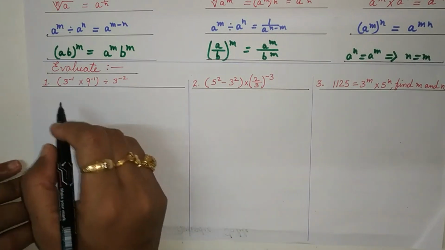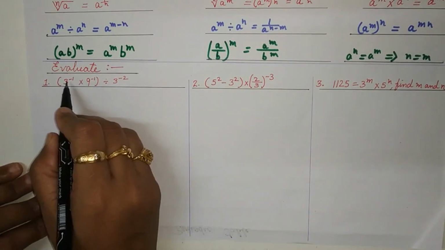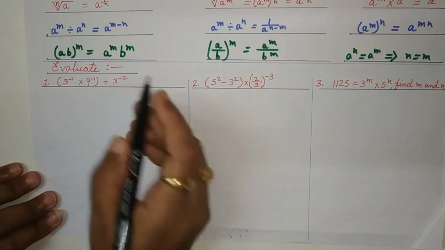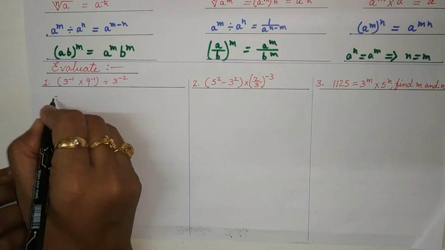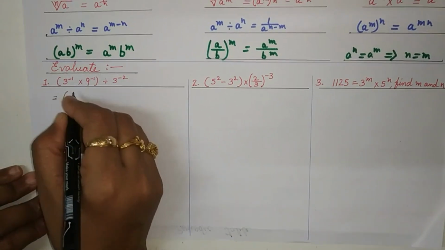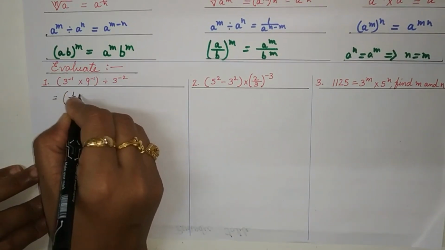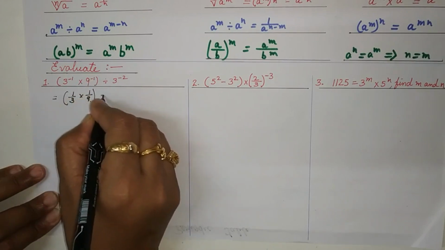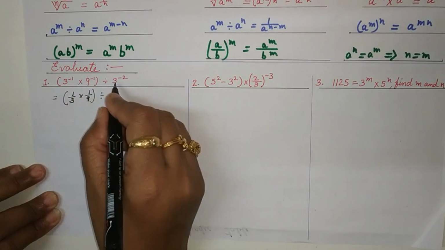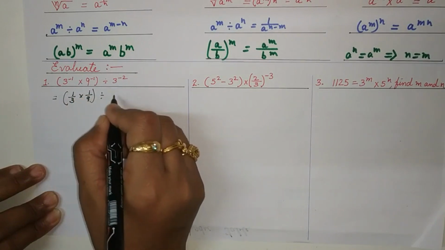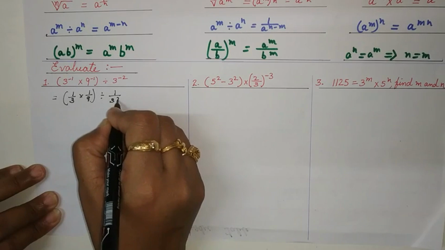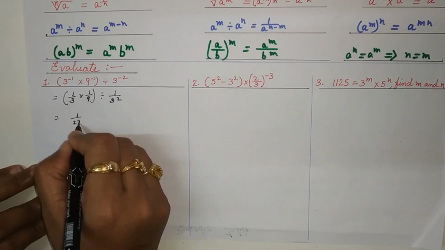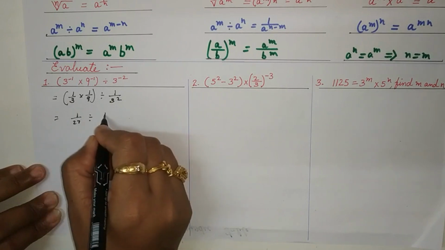So the first question that I have noted down here is 3 to the power minus 1 into 9 to the power minus 1 divided by 3 to the power minus 2. So this can be written as 3 to the power minus 1 is 1 by 3 into 9 to the power minus 1 is 1 by 9 divided by 3 to the power minus 2 becomes 1 by 3 square. So product 1 by 27 divided by 1 by 9.